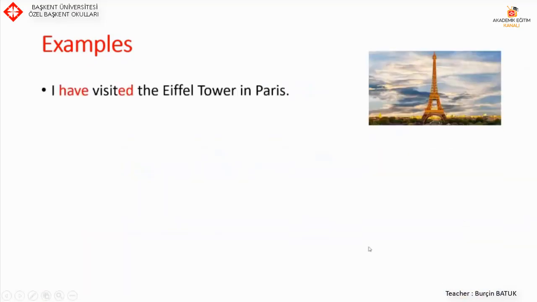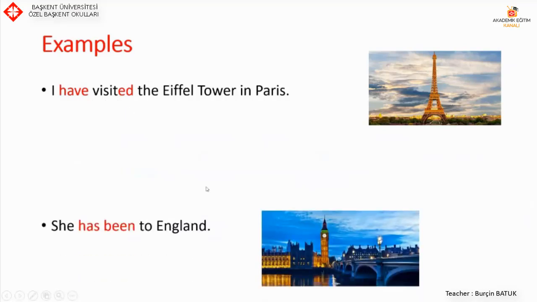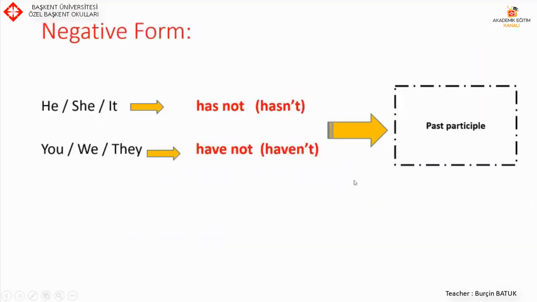Okay, examples for the positive sentences in present perfect tense. I have visited the Eiffel Tower in Paris. So, I have visited. After I, of course, we're using have. And also after have, we need to use a past participle verb. And visit, visited. Look at the second one. She has been to England. You see, this is another positive sentence in present perfect tense.